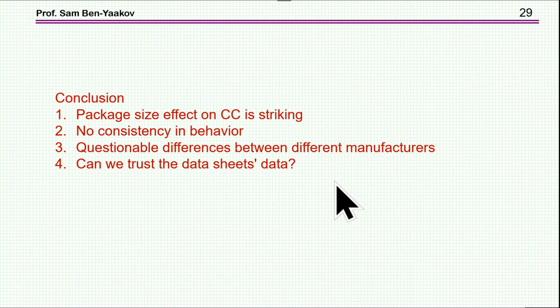So what are the conclusions here? First of all, the package size really affects the characteristic of ceramic capacitor. One has to be aware of this and look carefully at data sheets and the simulator, assuming that they are correct, of course. There is no consistency in behavior. I cannot explain all these changes that you see between the packages and between the capacitors of the same package. There are also some questionable differences between the different manufacturers. And of course, the final question, can we trust the data of the datasheet?